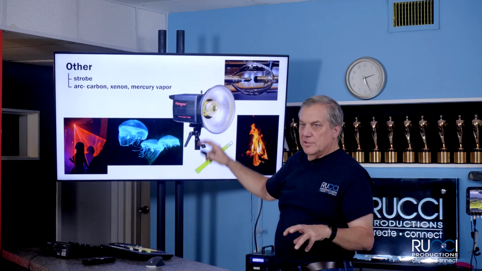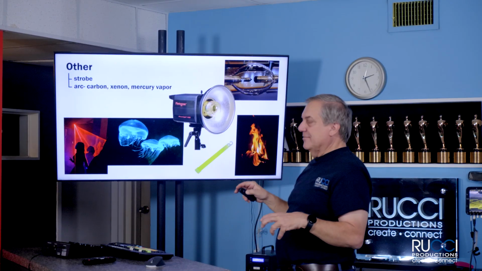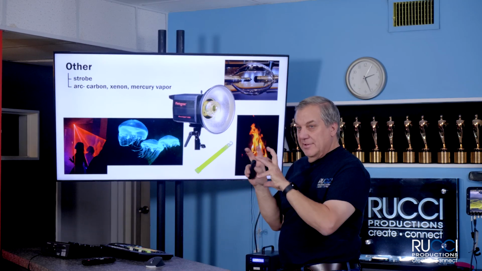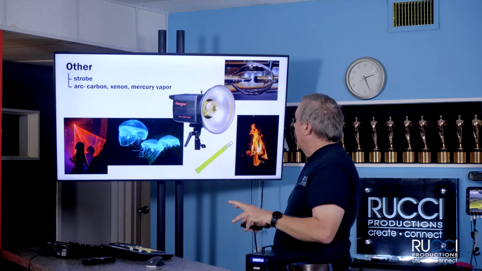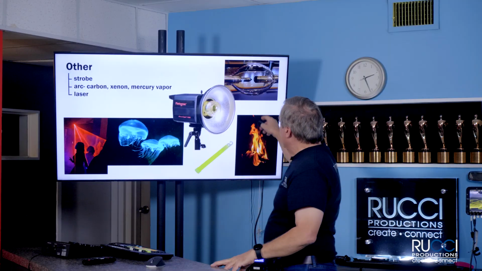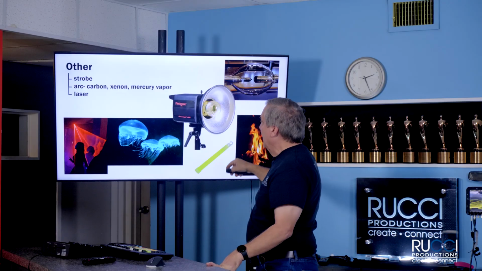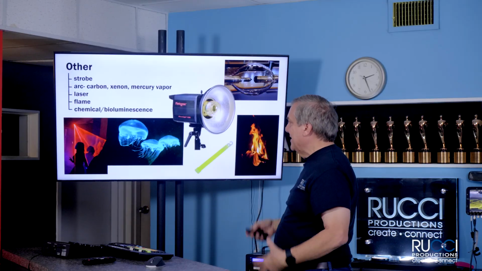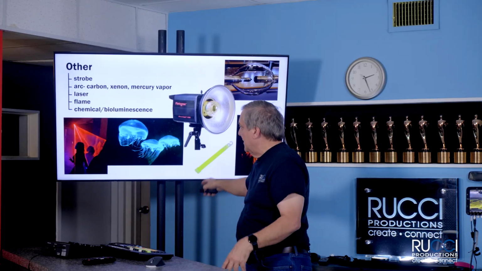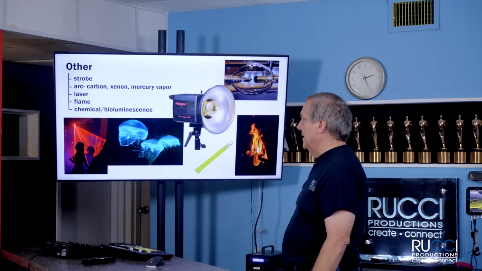There's a very old one called a carbon arc. There's something called a xenon. There's a mercury vapor, those yellow things you used to see in street lights and factories. This is what the inside of an HMI bulb looks like. You have lasers, a flame. You have chemical things like a glow stick or a jellyfish. So there's all kinds of things that can make light.